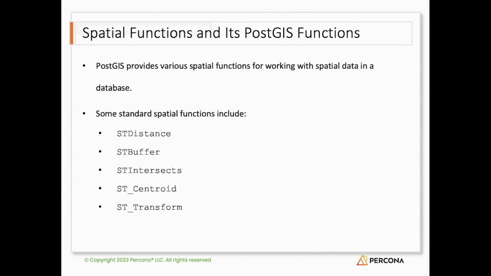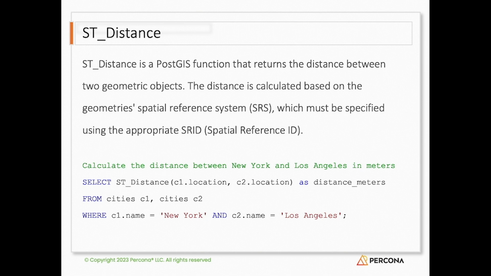Create one polygon, create another polygon, and find if there is any intersection or not. If yes, it will give you the coordinates of the intersection. So distance, buffer, transform, we will see what transform is. Distance, I already told you, if you want to calculate the distance between two cities like New York and Los Angeles, it will give you the distance between the two.